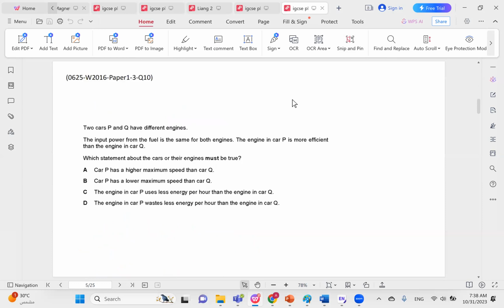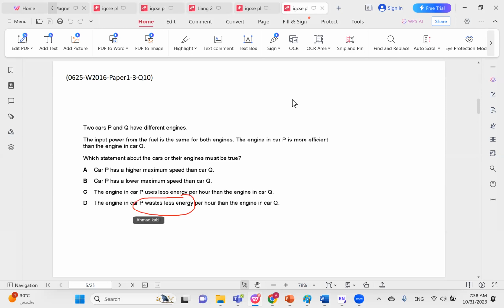Two cars, P and Q, have different engines. The input power from the fuel is the same for both engines. The engine in car P is more efficient than the engine in car Q. Which statement about the cars or their engines must be true? So again, since P is more efficient, P wastes less energy.